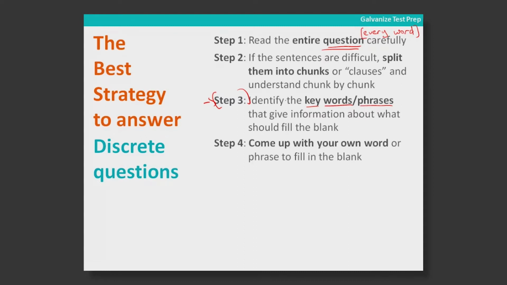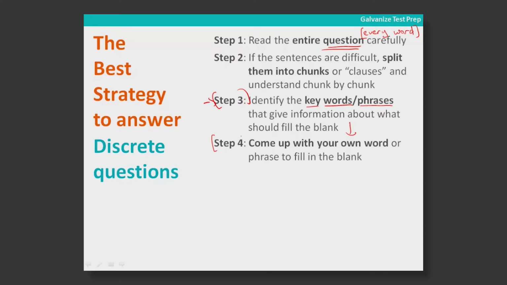So once you have identified those keywords, phrases, and clues, you move on to step 4, where you come up with your own word to fill that blank. Now, if you've understood what the keywords and phrases are saying, if you've made sense of the sentence, then you follow it through to its logical end, and you would be able to fill up the blank with something. You would have some idea of what you need to complete it with. That's the point of step 3, to get an idea of how to fill in the blank. And in step 4, you actually come up with something to fill in the blank.